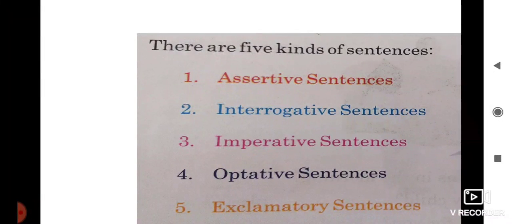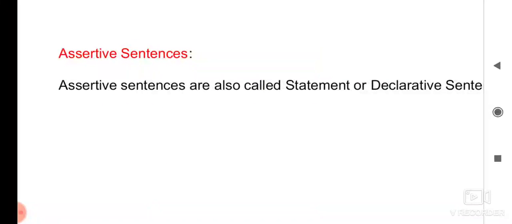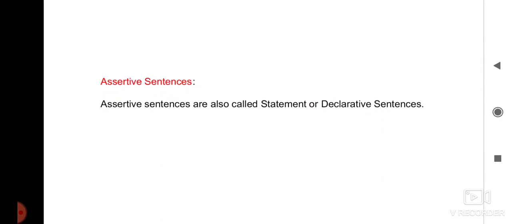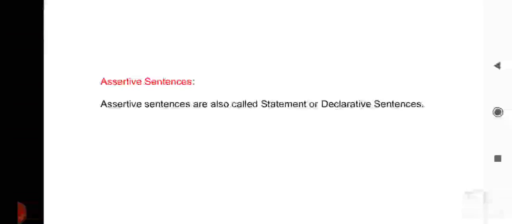So, the very first we have are assertive sentences. Assertive sentences are also called statement or declarative sentences. Why are they called so? Because they give a statement, they make a statement, whatever we say in simple words.